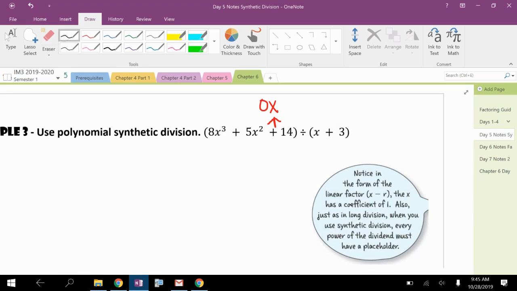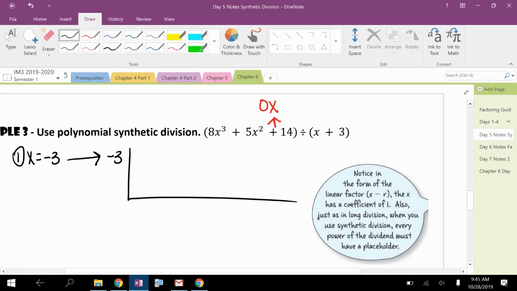All right, now it's the same process. What is going to be my 0? X is equal to what? It's pretty easy now. -3, it's the opposite. So that gets written on the outside of my synthetic. Here we go. 8, 5, 0, 14. You need that 0, otherwise it doesn't work.